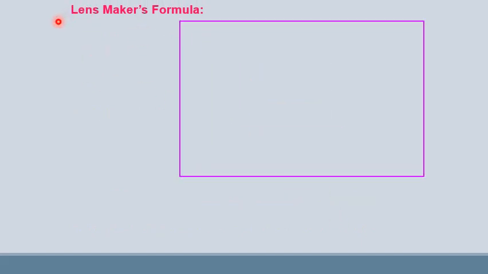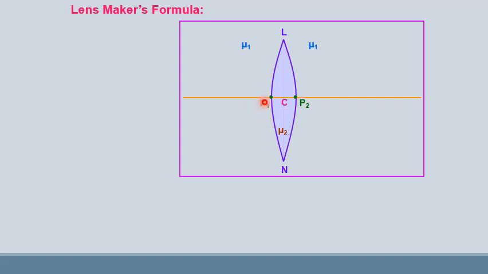Lensmaker's formula. As we can see in this diagram, we are taking a convex lens. This is the principal axis, P1 and P2. Now C is the optical center and C1 and C2 are the centers of curvature for P1 and P2 respectively. As we can see, the light ray is going from object O and it forms an image at I1. Now these are the normals for both the surfaces.